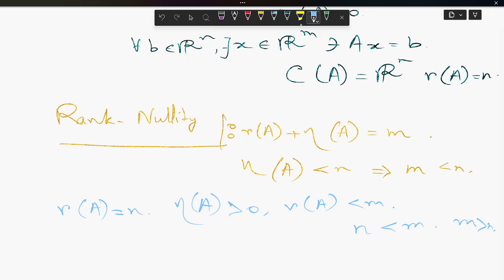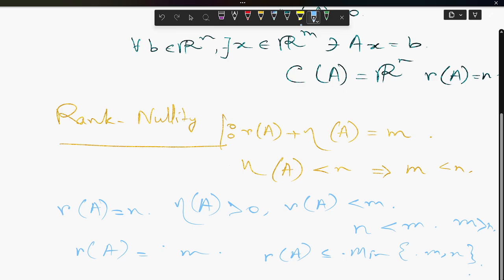Now the fourth statement: if A is 1 to 1, then M equals N, which is false. Because as A is 1 to 1, the nullity of A is equal to 0. So the rank of A will be M. But we know that the rank of A is less than or equal to the minimum of M comma N.